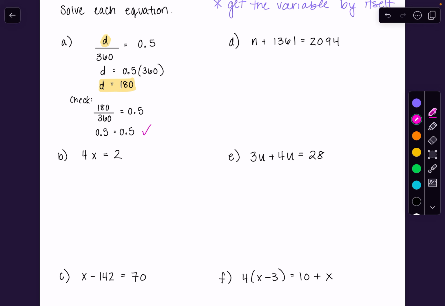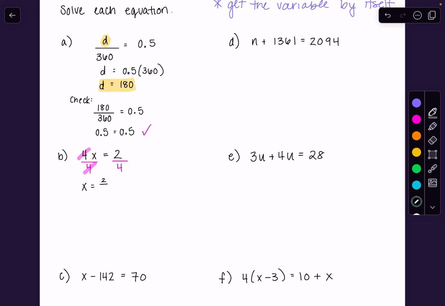We now have 4 times x equaling 2. And again, I want to get the variable on its own. So right now I have 4 times x. So the operation that's going to get rid of the 4 is division because they're being multiplied. So I'm going to take the left-hand side, divide by 4. And that means I need to do exactly the same thing to the other side. So at least in this way, 4 divided by 4 cancels. And that leaves us with x.